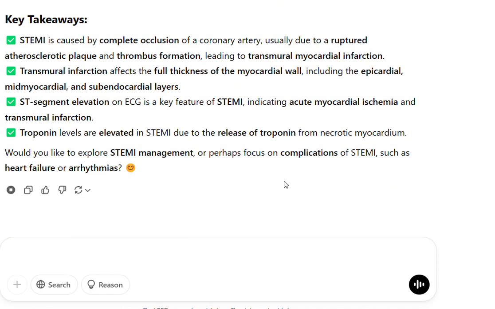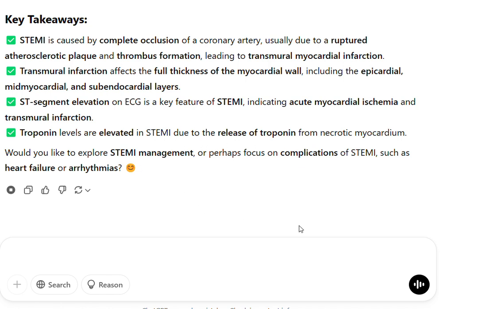Key takeaways. STEMI is caused by complete occlusion of a coronary artery, usually due to a ruptured atherosclerotic plaque and thrombus formation, leading to transmural myocardial infarction. Transmural infarction affects the full thickness of the myocardial wall, including the epicardial, midmyocardial, and subendocardial layers.